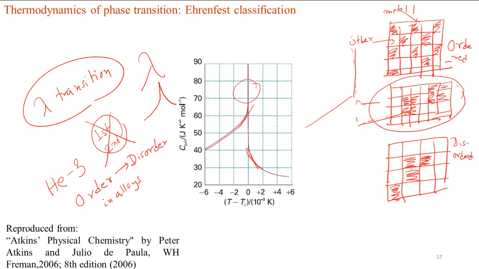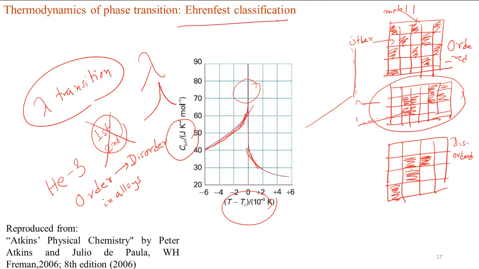So the order is not completely lost, nor is the disorder completely there. Both are present. So the change is rather smooth, something like we already discussed for the lambda transition. In that case, it will not be a plot of Cp versus T. It will be a plot of some order parameter versus temperature. But that is also another kind of phase transition, and that is also a kind of lambda transition.